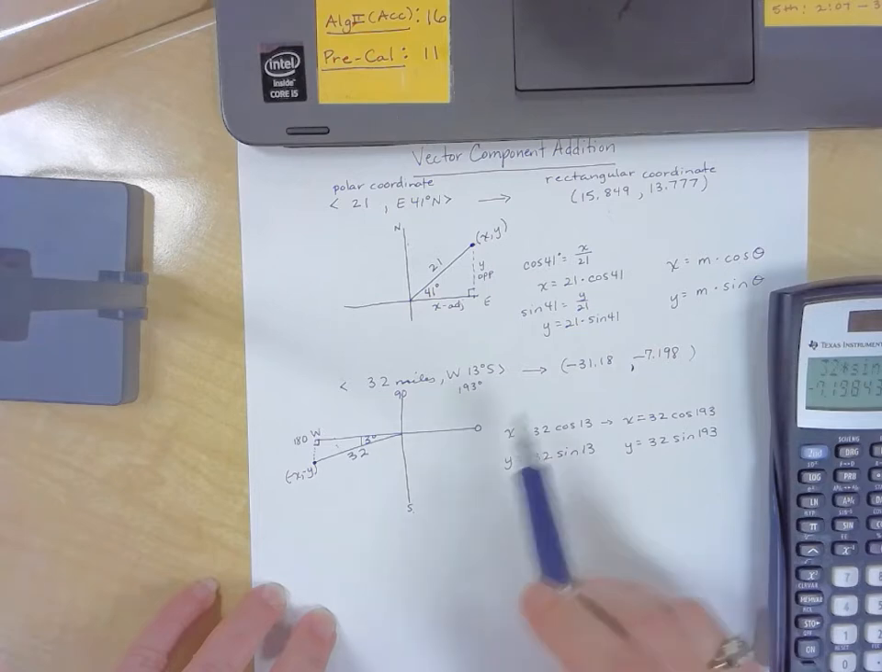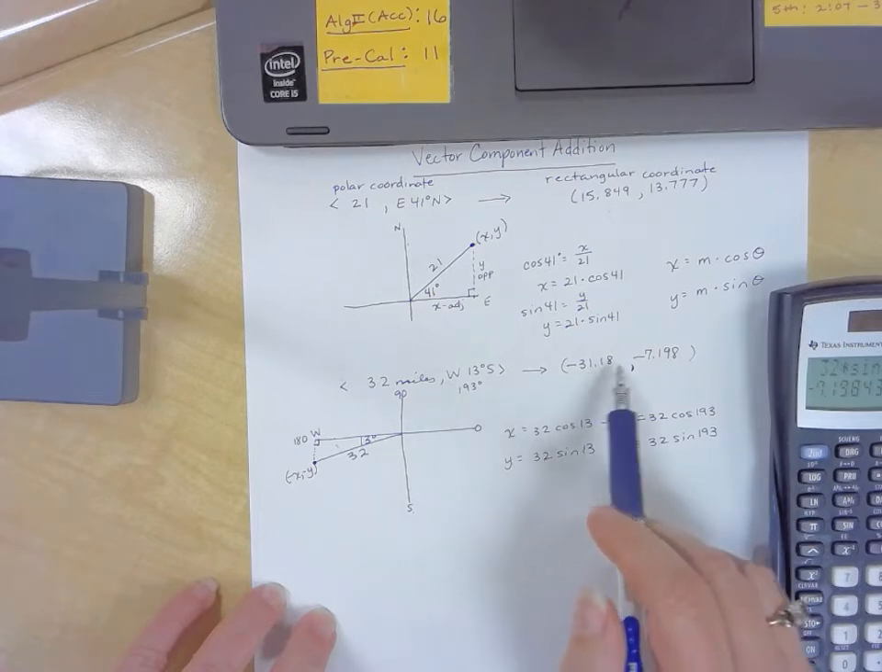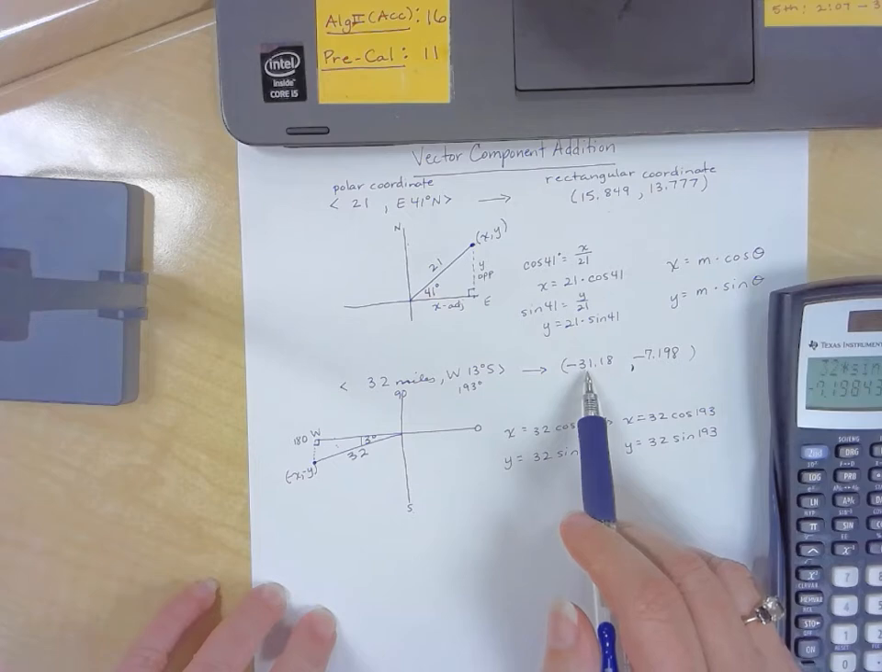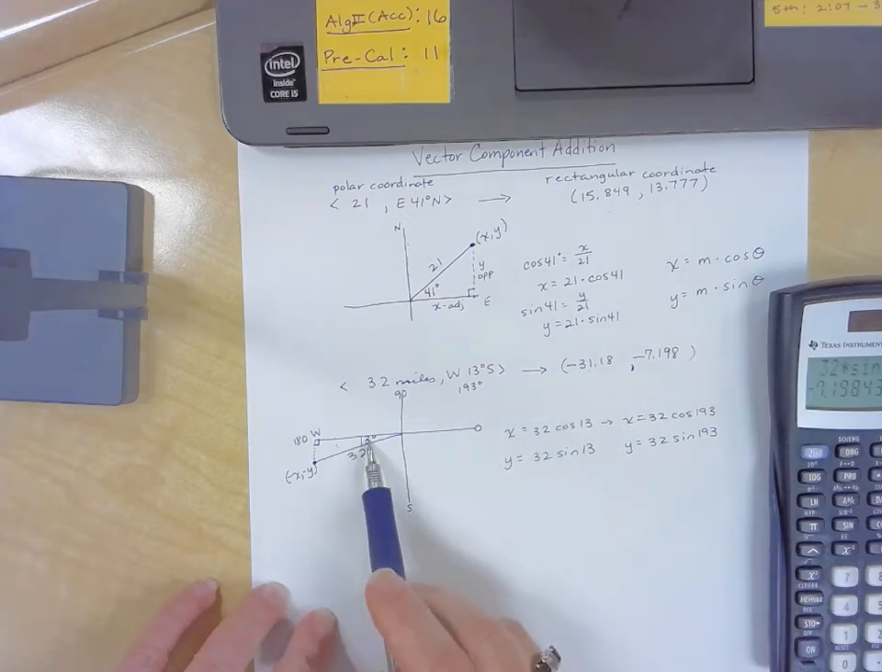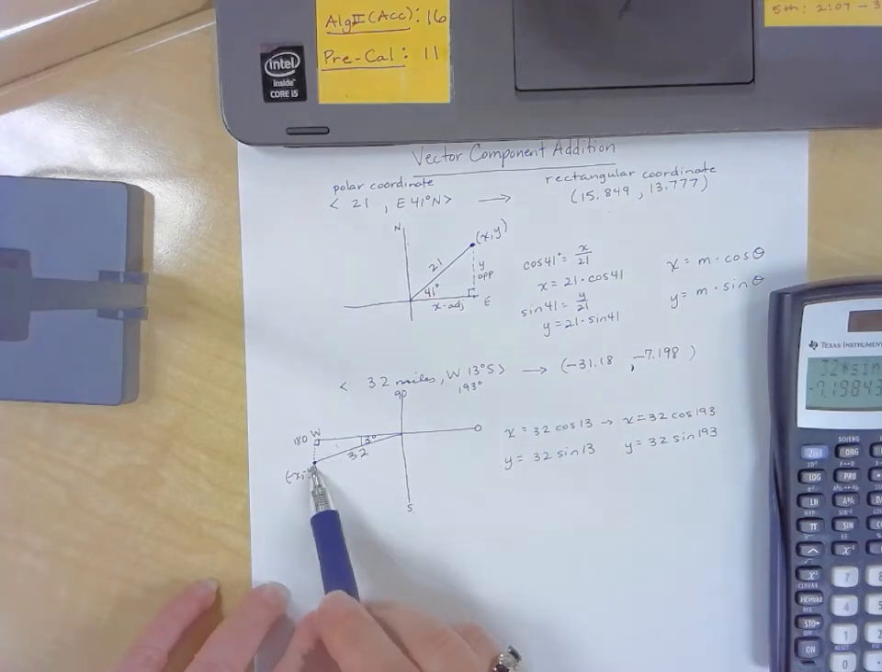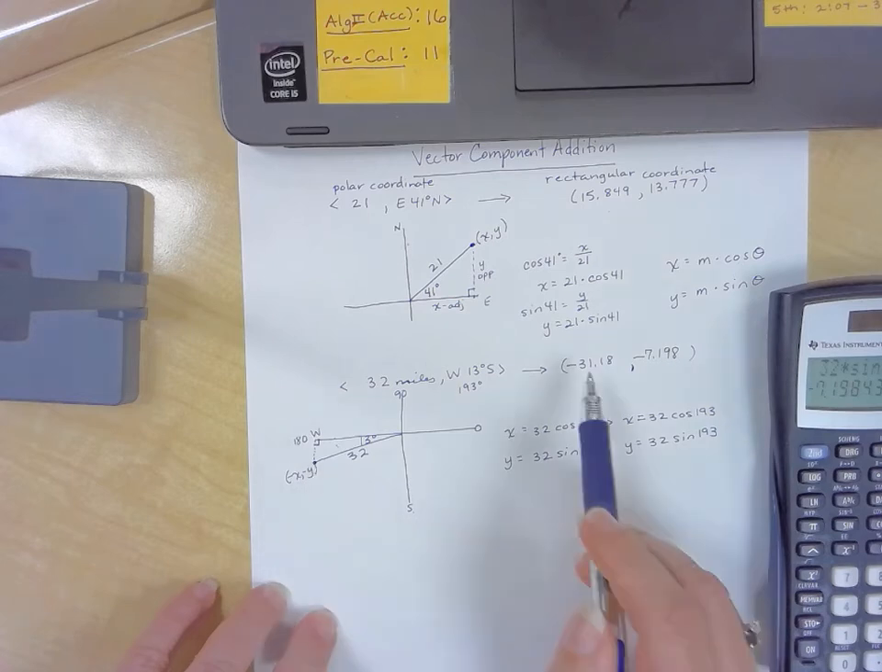One other thing, we could just look at these numbers, 31 and 7. Over 4 times as big. If you look at a 13-degree angle, it makes sense that it went over a lot more than it went down. So my x-coordinate should be quite a bit larger than my y-coordinate.